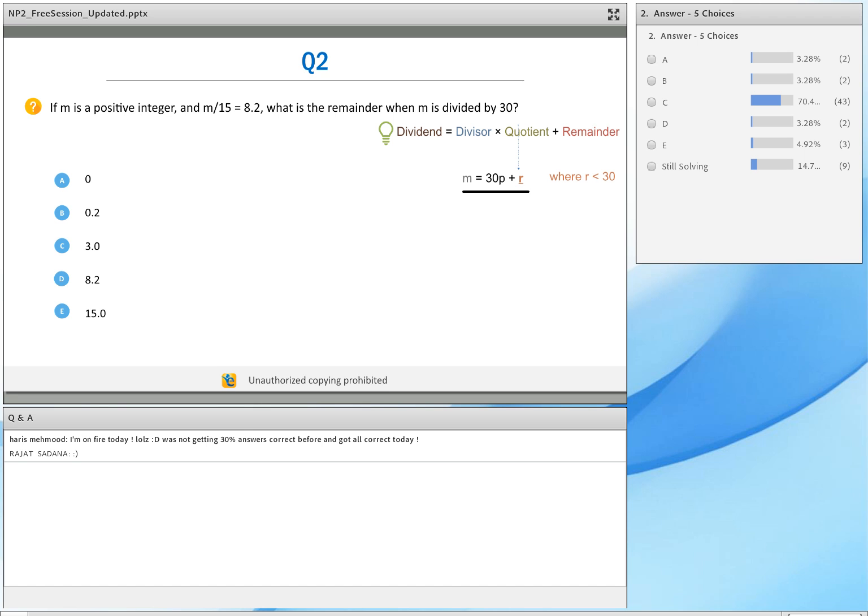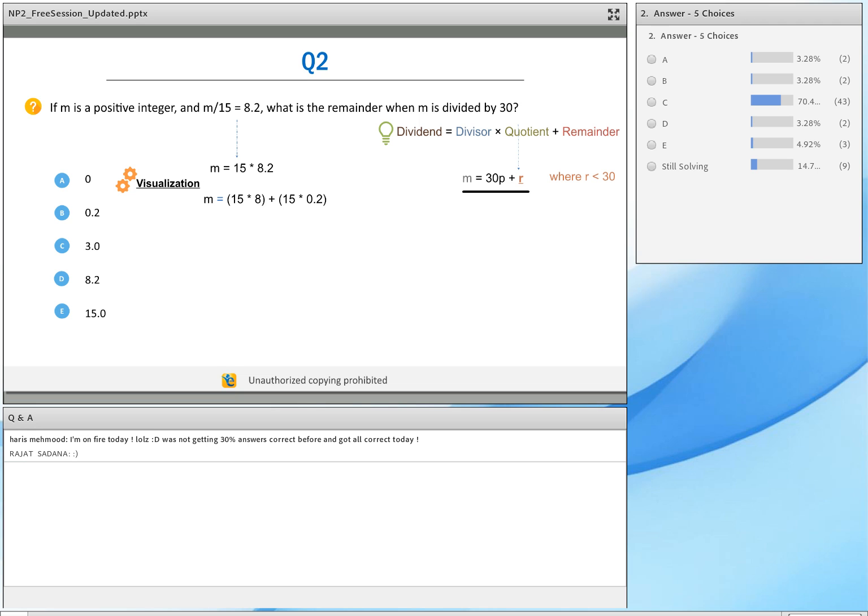And remember the constraint that the remainder always has to be less than the divisor. Now what's given to us? What's given to us is that m can be expressed as 15 times 8.2. We follow the same approach and we say, hey, which means it can be expressed as 15 times 8 plus 15 times 0.2.